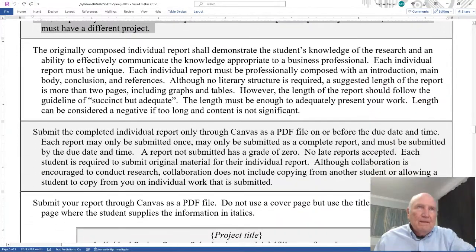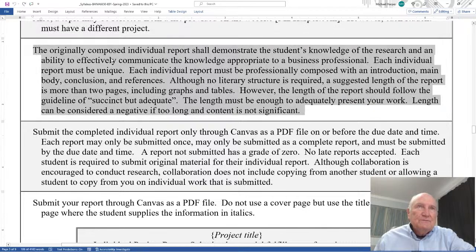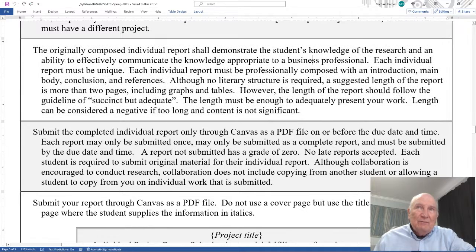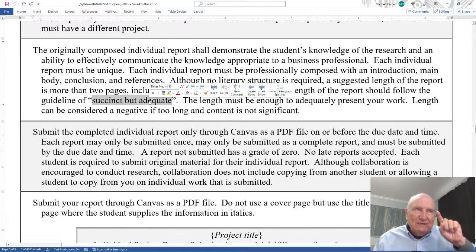The originally composed individual report shall demonstrate the student's knowledge of the research and an ability to effectively communicate the knowledge appropriate to a business professional. Now, what I mean by the business professional is don't try to make it a literary document or a novel or something. No, this is business. And the three words in business are succinct but adequate. In other words, don't go on and on. Don't try to use flowery words and everything. In business, you're very succinct and direct.